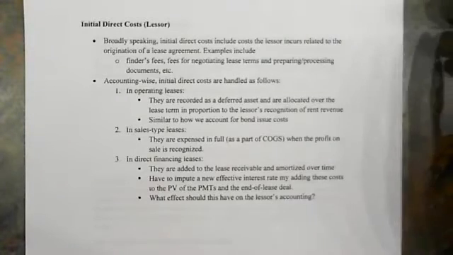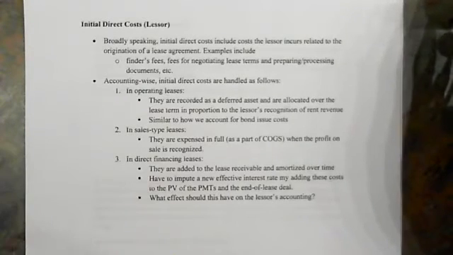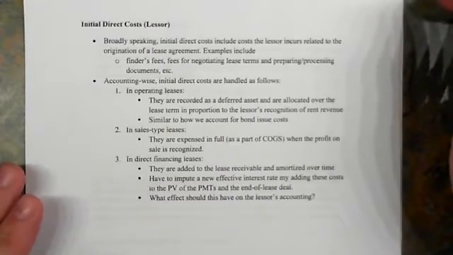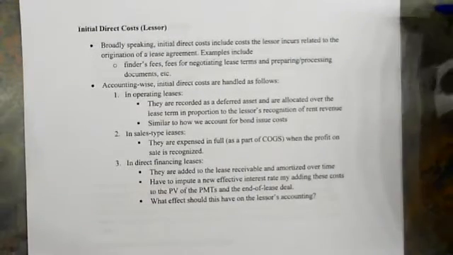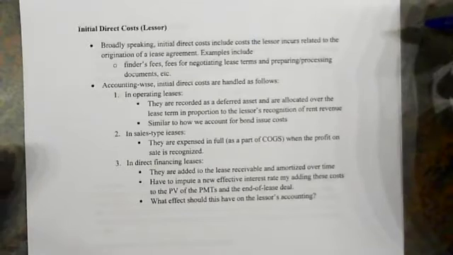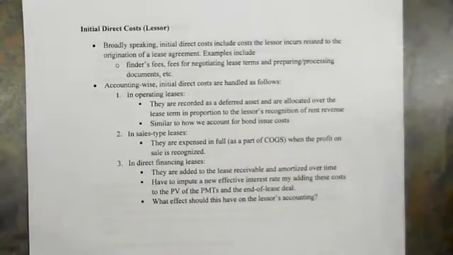Okay, so we have two more topics to cover in the leases chapter, and then we'll be able to move on to deferred taxes. The first topic I want to talk about are the initial direct costs of the lessor. So what are these costs? Essentially, they're going to be finder's fees, negotiation fees, preparing and processing documents, legal fees, anything that the lessor has to incur in order to create the inception of this lease contract.